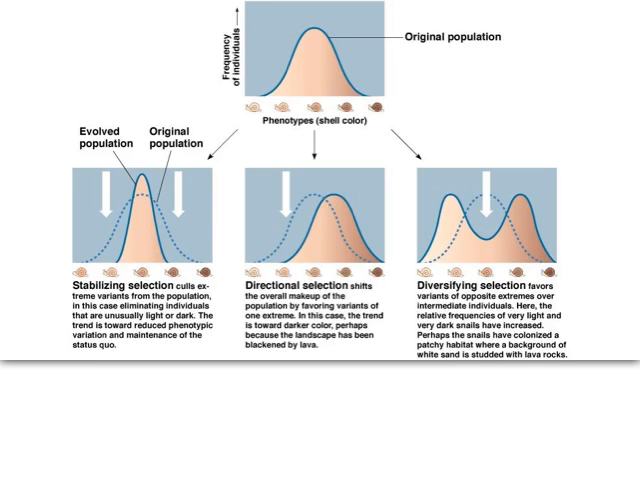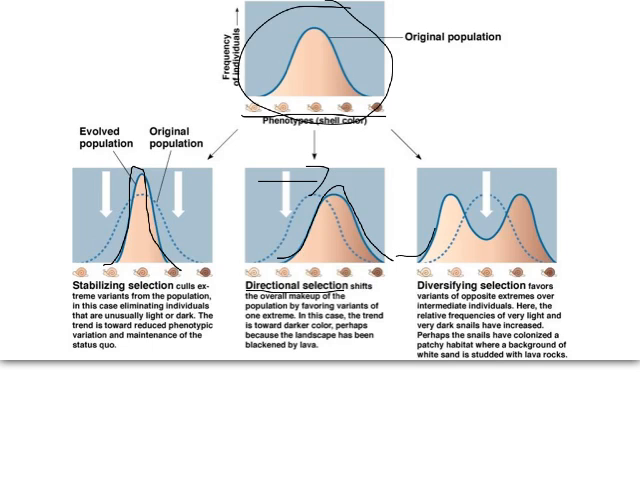So here is an example to see all of these. If this is my original population, and here I'm looking at shell color, stabilizing selection would select for snails that had a medium shell color. Directional selection might select for snails that have one extreme of a shell color, so I would shift over. And diversifying selection might be both light and dark colored snails survive well, but not ones in the middle. Okay, so that was our three types of selection.